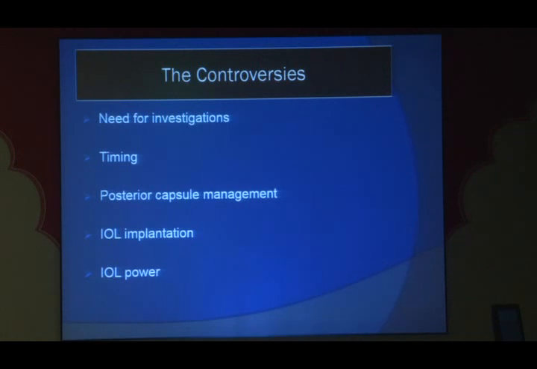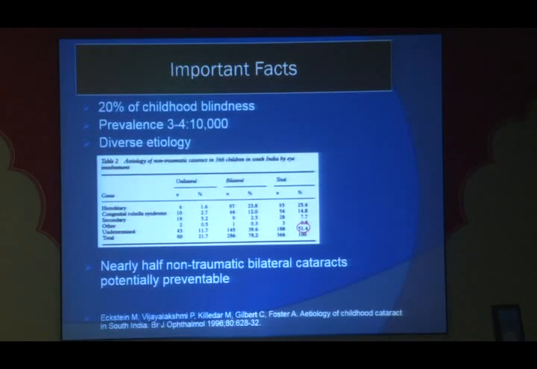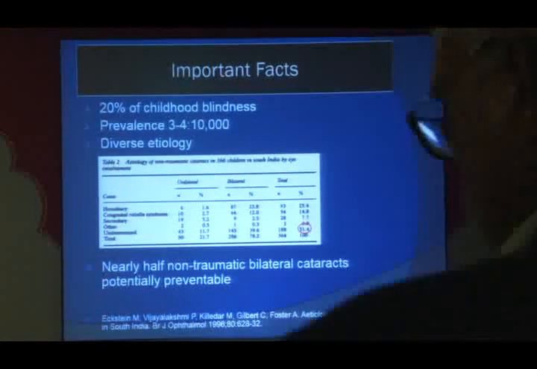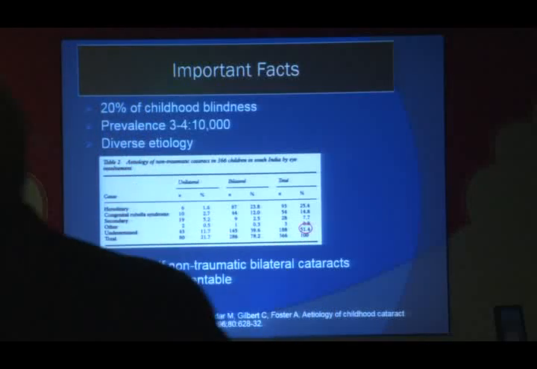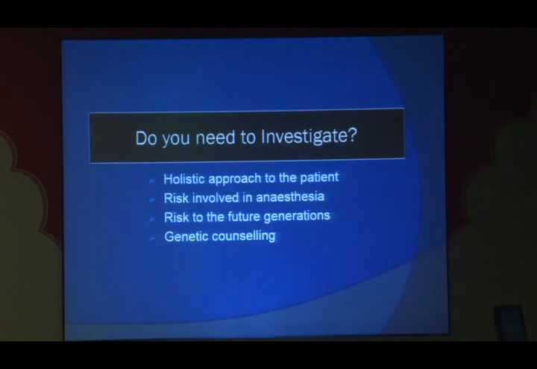I would be discussing the need for investigations and the appropriate timing for surgery in pediatric cataracts. So let us go through some important facts. About 20% of cases of childhood blindness are due to pediatric cataracts. It has a very diverse etiology, with about 51% of the cases being undetermined. So when most of them are undetermined, do you really need to investigate? Well, the answer is yes. It provides a more holistic approach to the patient, helps us understand the risk involved in anesthesia and the risk to future generations, and accordingly counsel the parents.